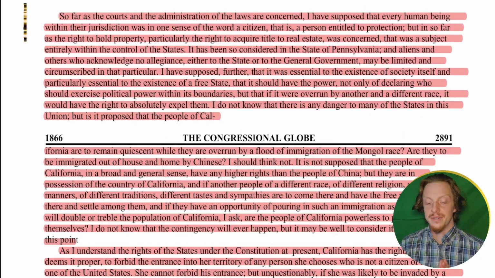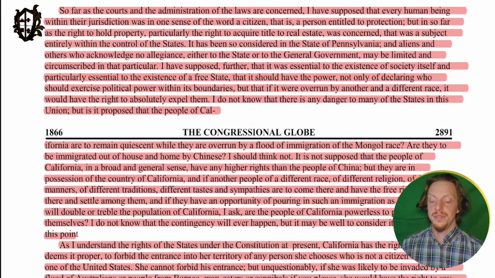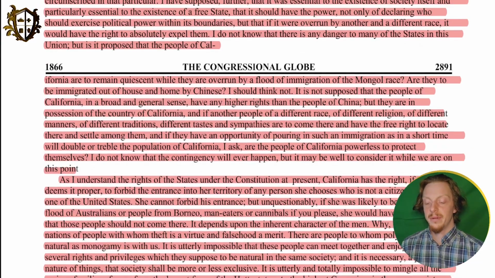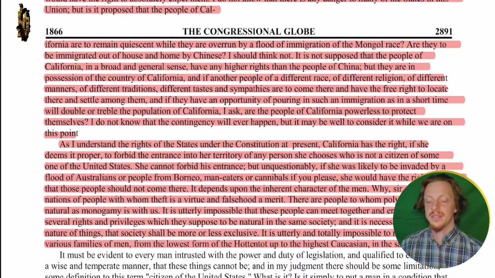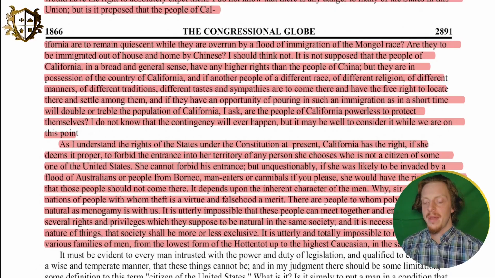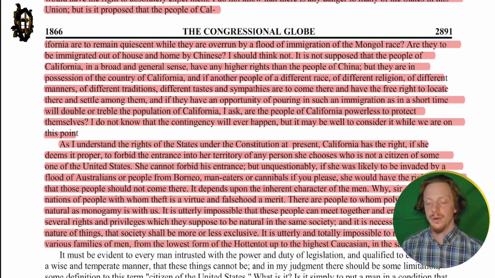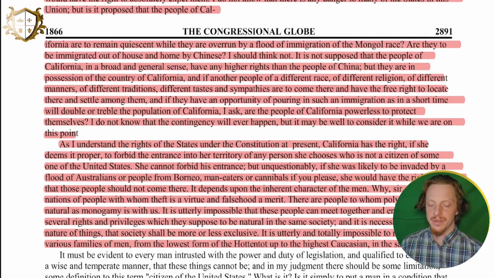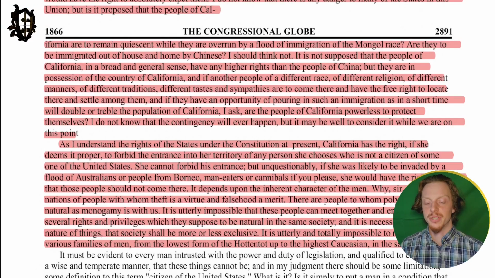I do not know that there is any danger to many of the states in this union, but is it proposed that the people of California are to remain quiescent while they are overrun by a flood of immigration of the Mongol race? Are they to be immigrated out of house and home by Chinese? I should think not. It is not supposed that the people of California in a broad and general sense have any higher rights than the people of China, but they are in possession of the country of California.